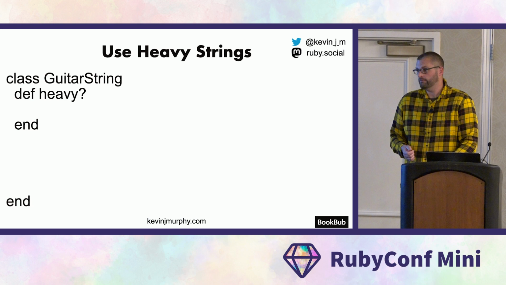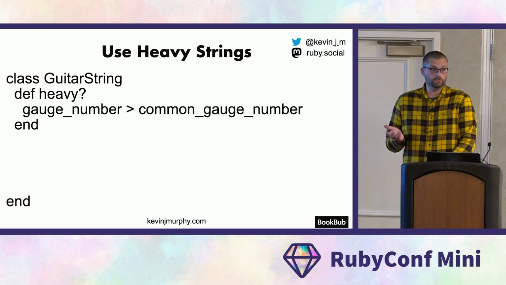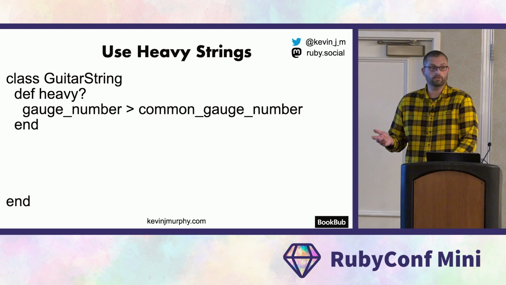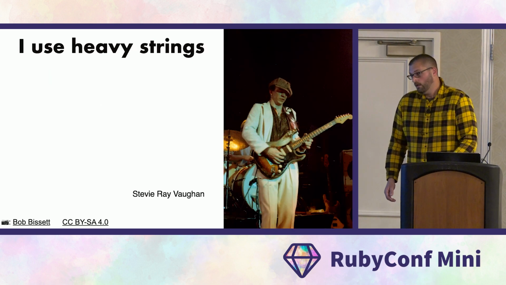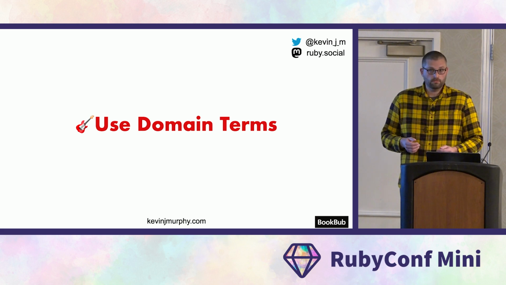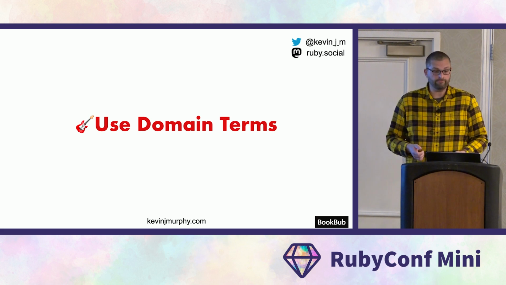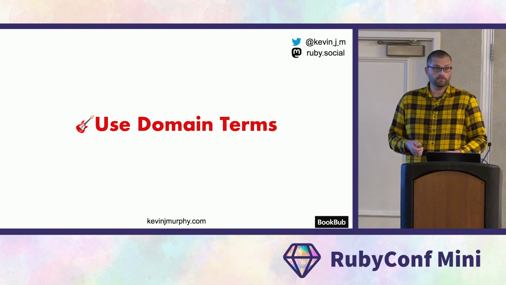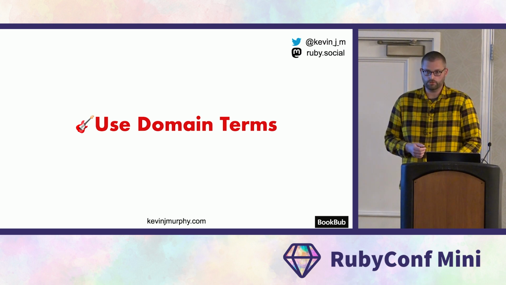So to know if we're using heavy strings, we're going to check the gauge of the string that we're using, comparing it to that common gauge, and if it's higher, it's heavier. And now you and I may have called those strings thick or thin, but Stevie didn't. He called them heavy. And so we're going to use that terminology and encode that in our system so that we're speaking the same language.